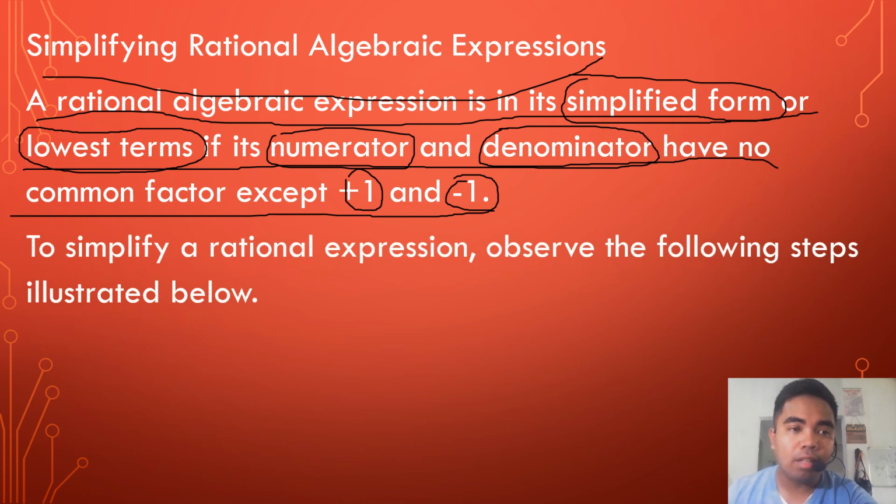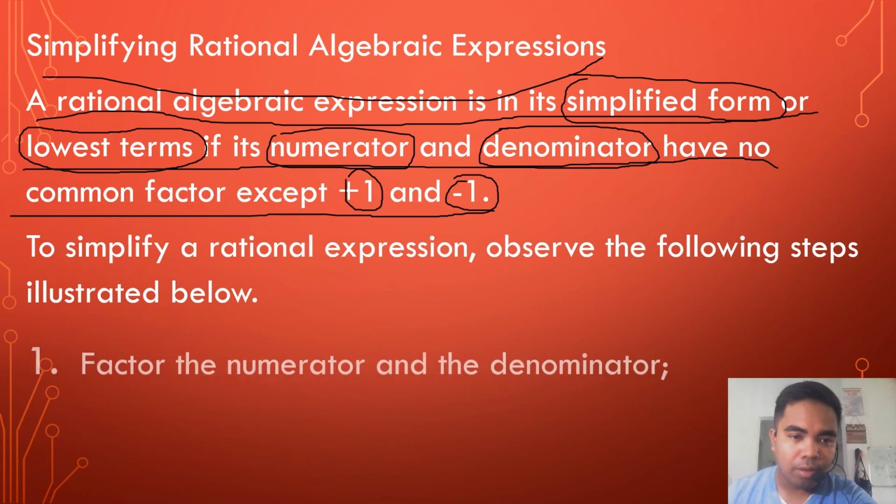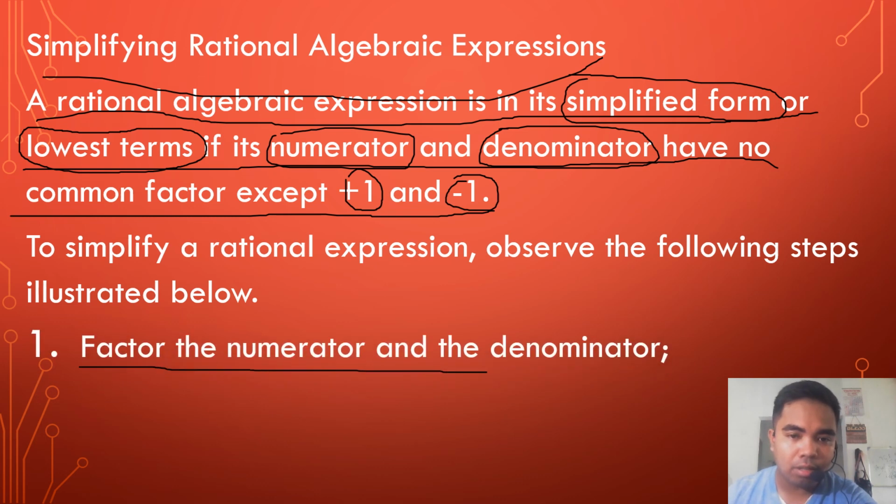So to simplify, meron tayong dalawang steps o dalawang susunding steps sa pag-simplify ng rational algebraic expression. First one is factor the numerator and the denominator. As long as the numerator and the denominator is factorable, you're going to factor that expression until na magiging prime factor na po siya. I-factor po lahat ng pwedeng i-factor sa ating numerator at saka denominator.